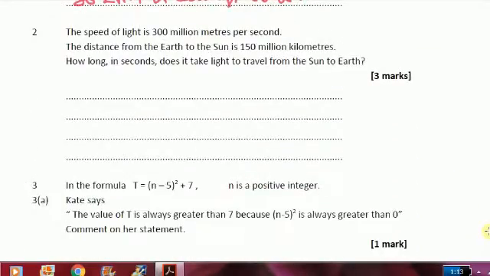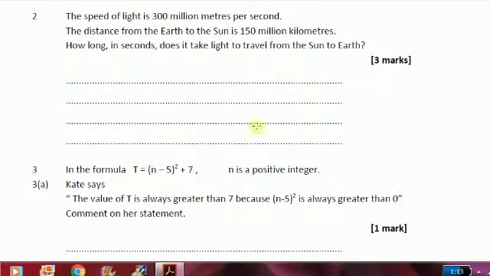Question 2. The speed of light is 300 million meters per second, and the distance from the Earth to the Sun is 150 million kilometers. Be careful, kilometers mixed up with meters. How long in seconds does it take light to travel from the Sun to the Earth?